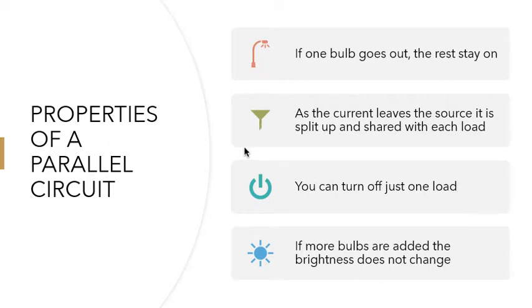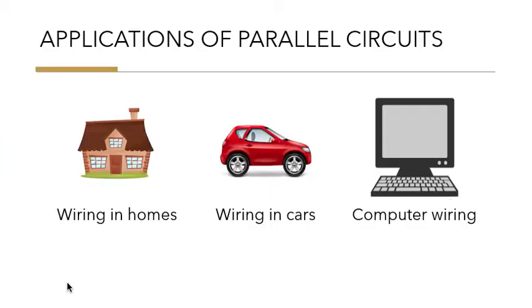Another property of a parallel circuit is that the current leaves the source and is split up and shared with each load. So in that case, the brightness does not change because of this. So they all get an equal amount of power from the battery. And another property of a parallel circuit is you can turn off just one load, which is very useful in some of the applications that we use parallel circuits for, such as our homes.